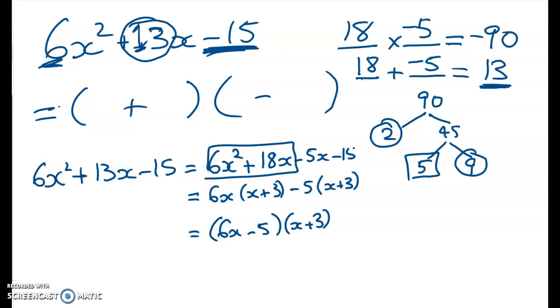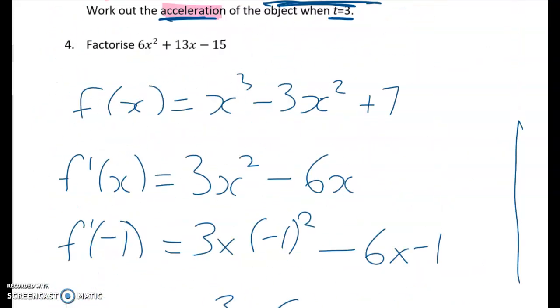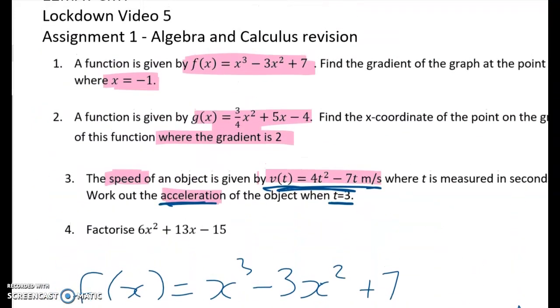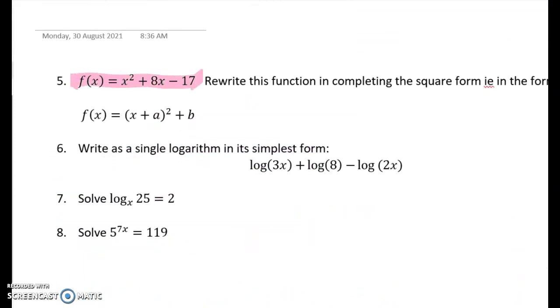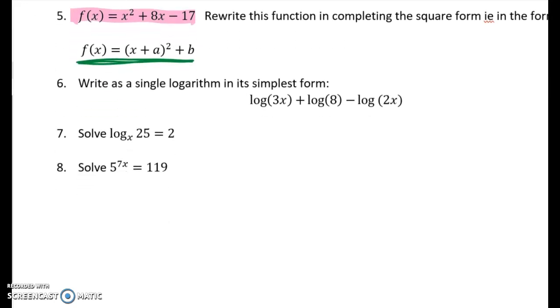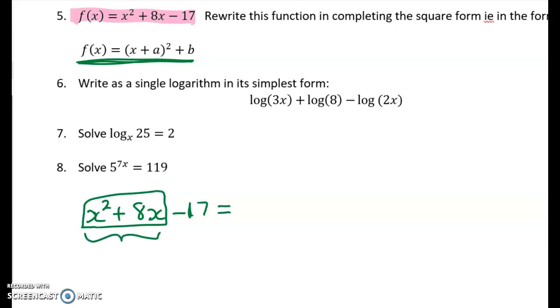Right, question 5 should have got much easier since we did the graphing topic, because what it's asking us for is to take this function and rewrite it in completing the square form. And again, there's a separate video on that if you can't remember this skill at all, but it goes like this. We've got x squared plus 8x minus 17. So we want to create the squared part, so we box that up and look at how we can make this into a perfect square.